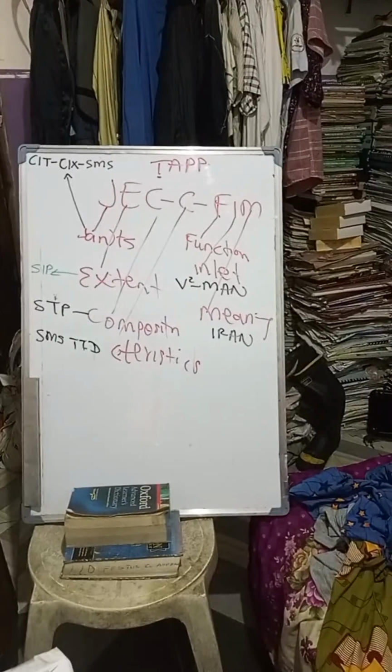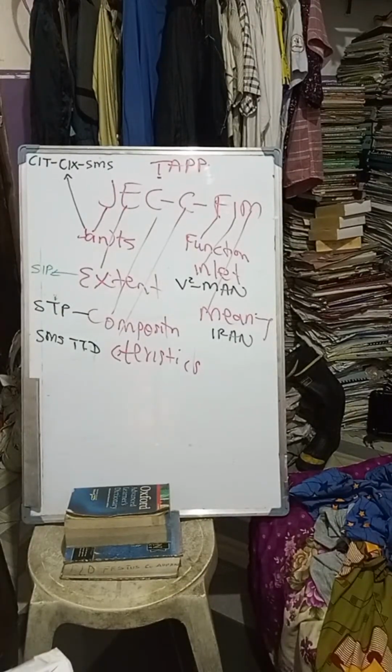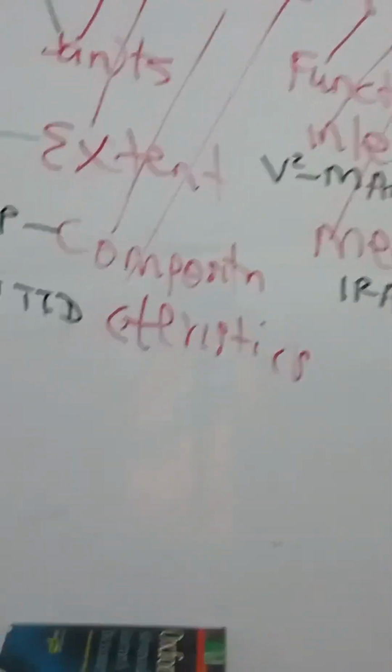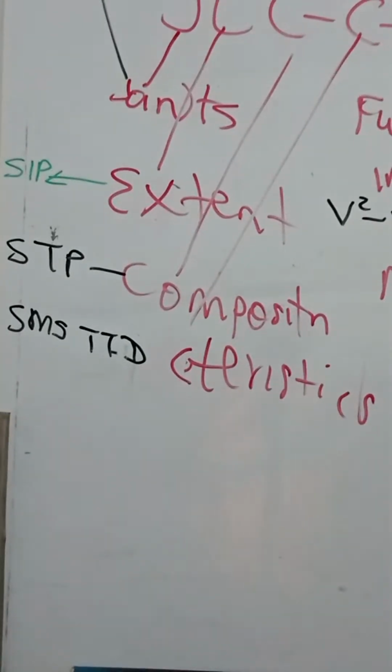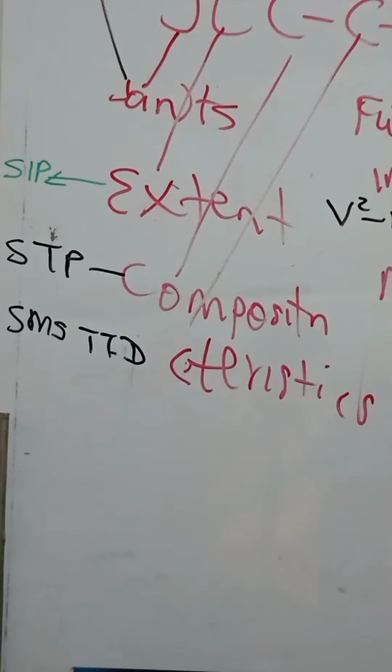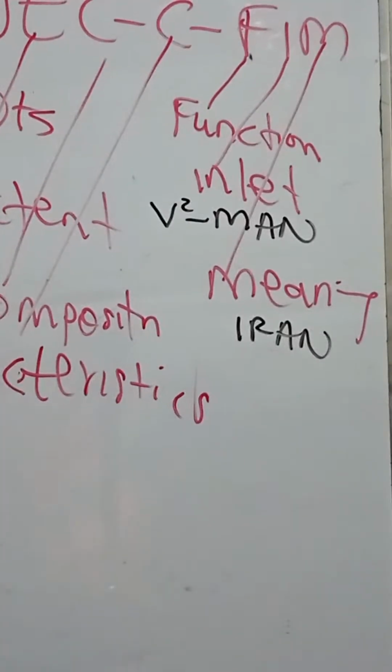You can see the joint says sit 6 SMS. The extent, SIP. For the composition, STP, and the characteristics, SMSTTD. Now look at the function. We say just one function. And look at the inlet, V square man, and the meaning, Iran.